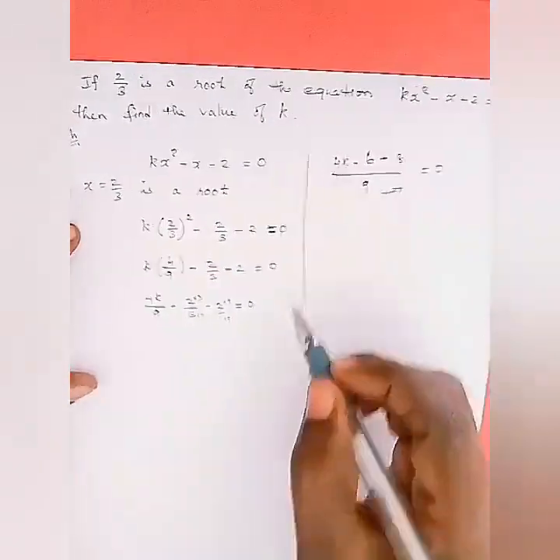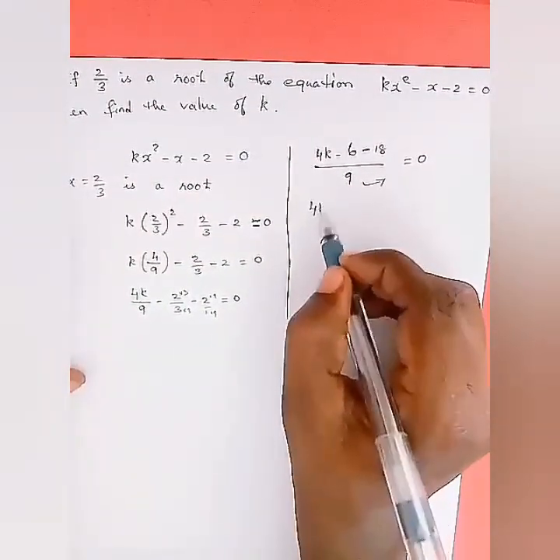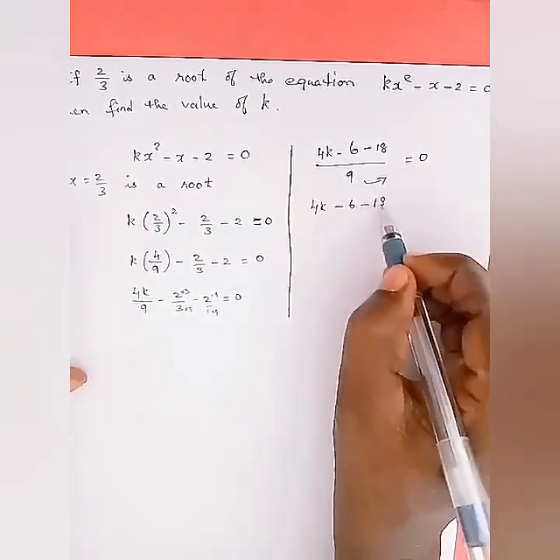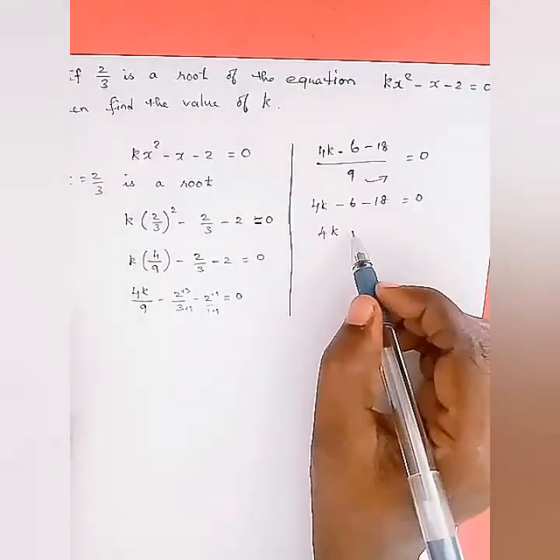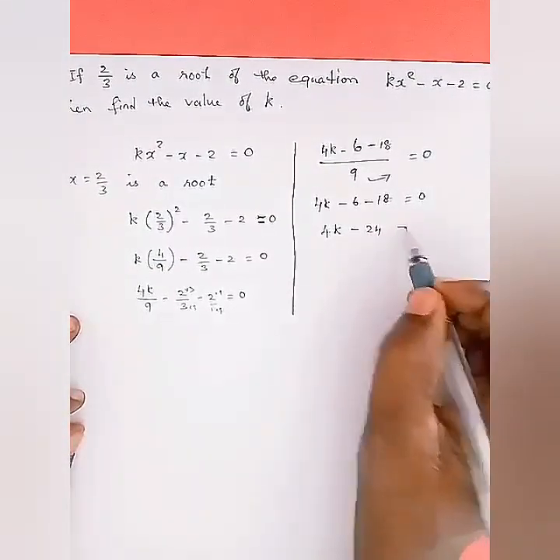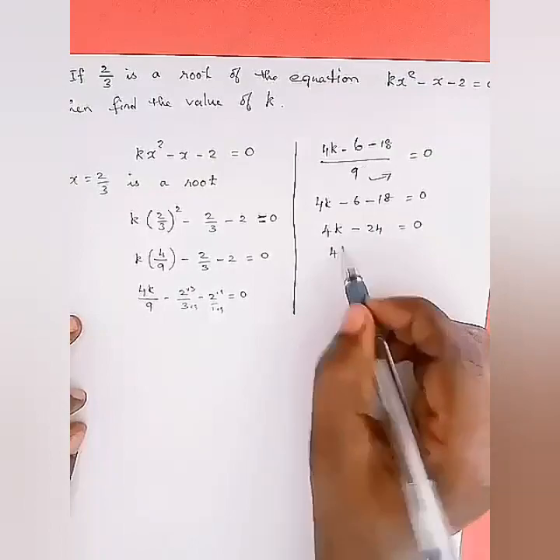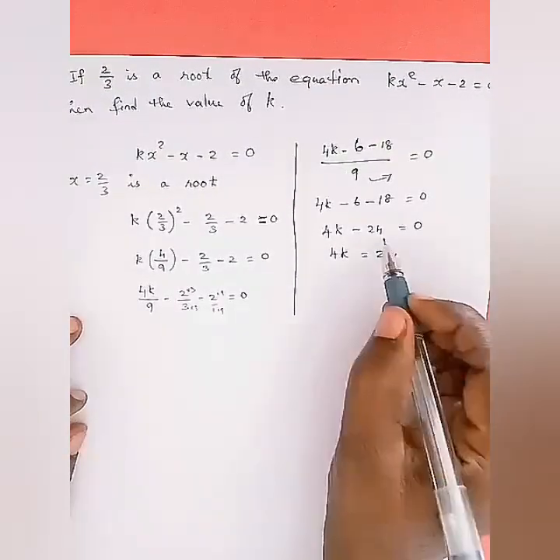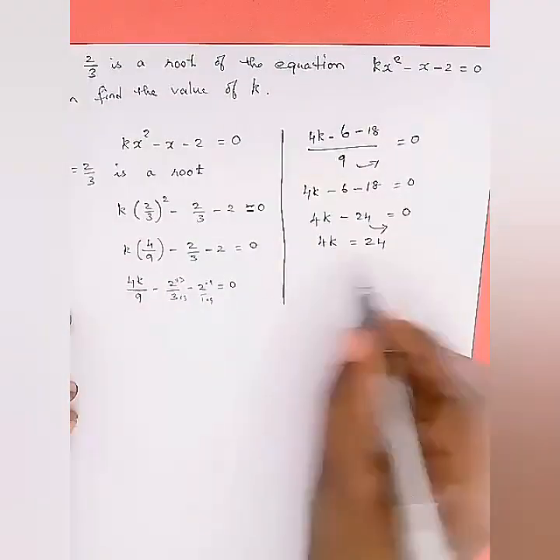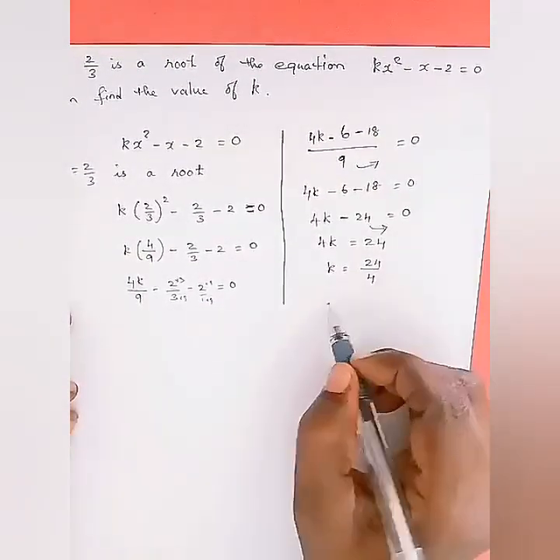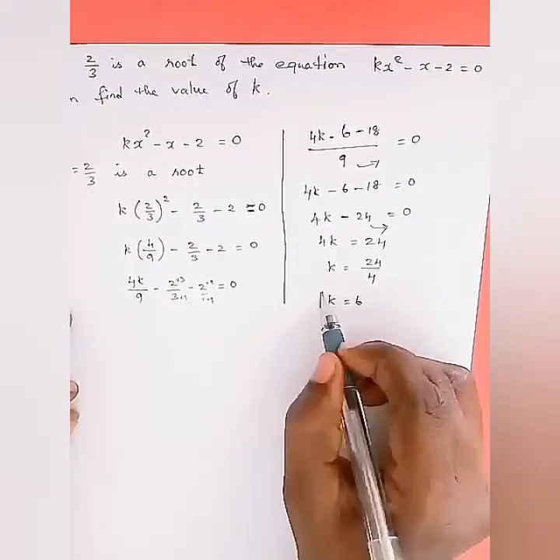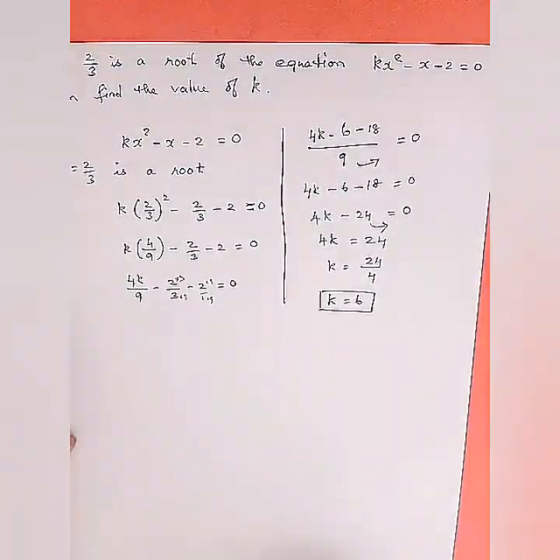If you take that 9 that side, that also will become 0. 4k minus 6 minus 18 equal to 0. So 4k minus 24 equal to 0. That is 4k equal to 24. By taking the 24 that side, 4k equal to 24. So k equal to 24 by 4. That is k equal to 6. So we got the value of k as 6.